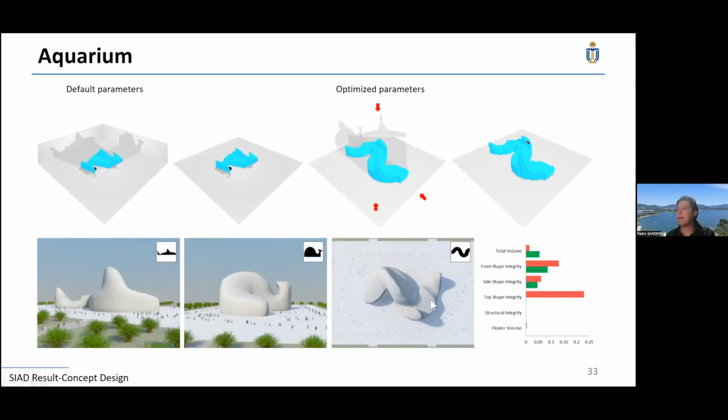Now here we have the result on the Aquarium. Okay, so you can see that you have very nice shapes visible on the output. It looks much like the original there on the output, on the final design.